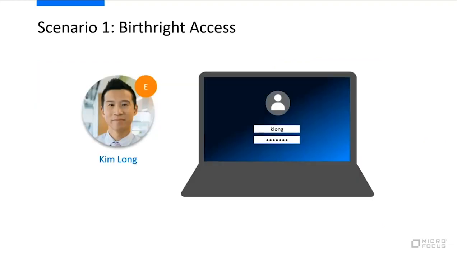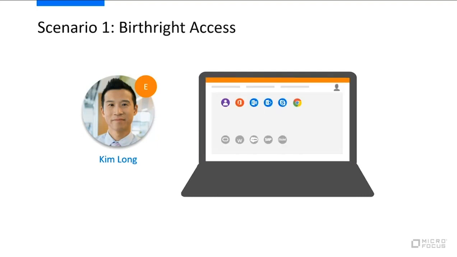So we can see here, because Kim has been created in HR and it's flowed into the connected systems, he's now able to log into a laptop that has been provided to him by the organization. And just as a snapshot, this is a portal of some of the things that he may have access to as a contractor.